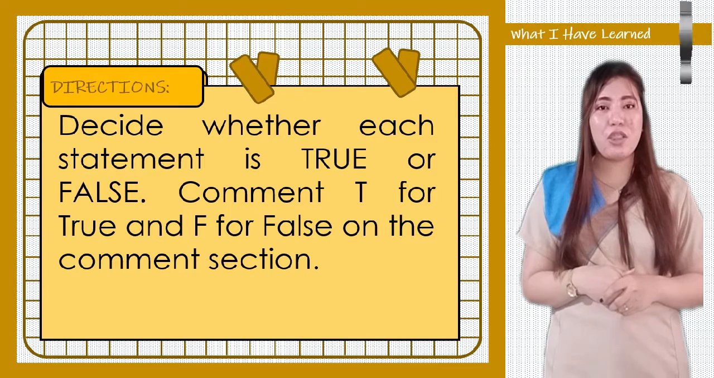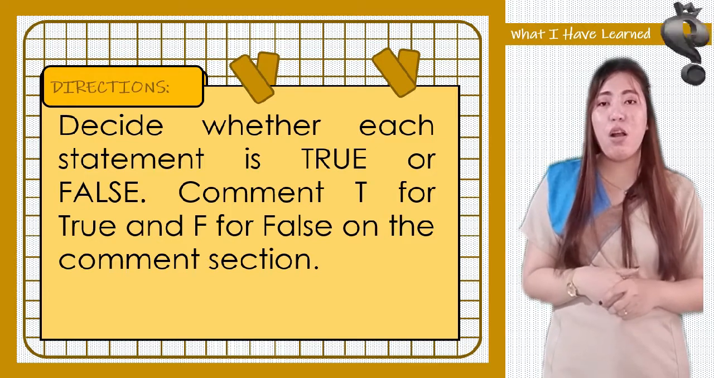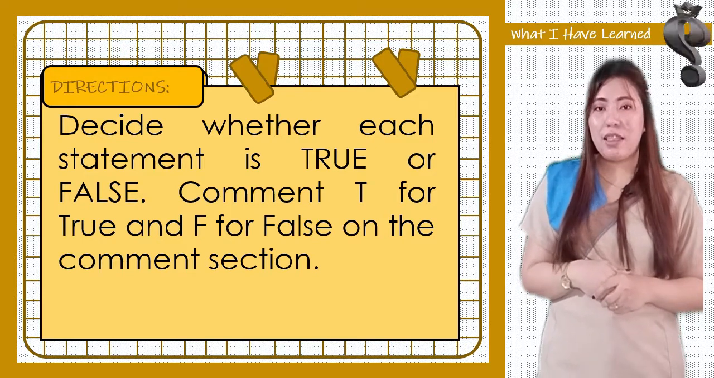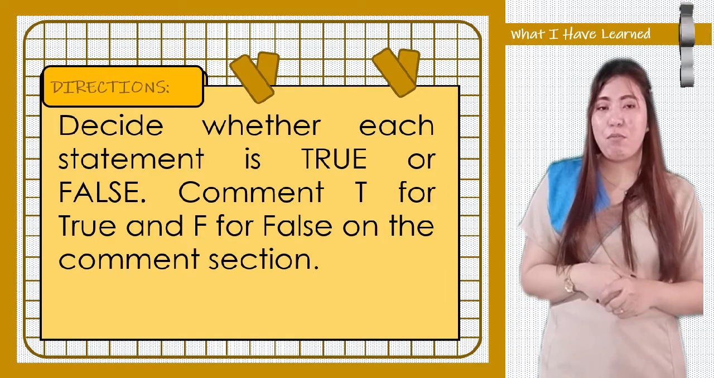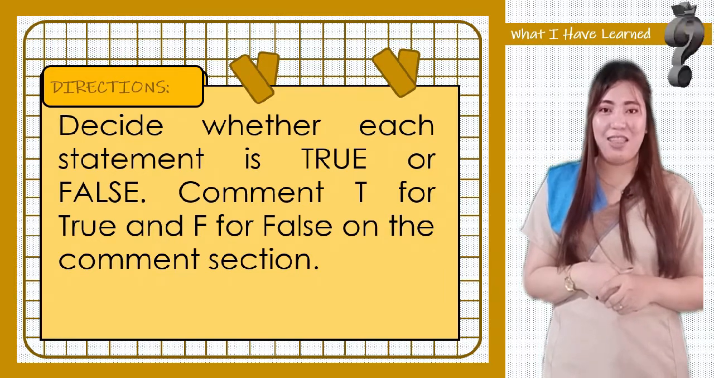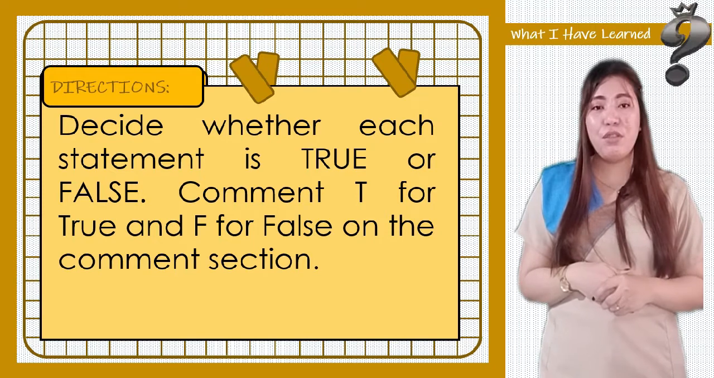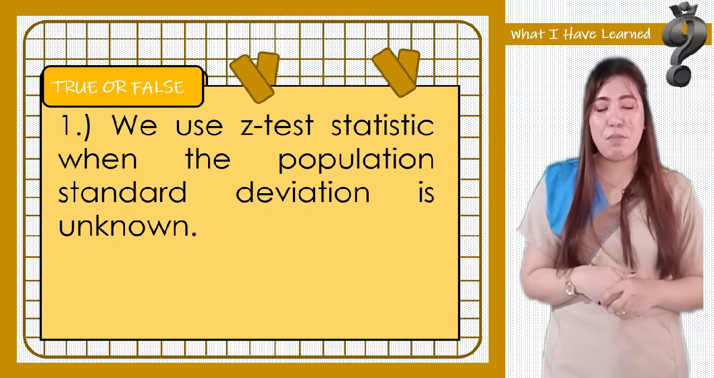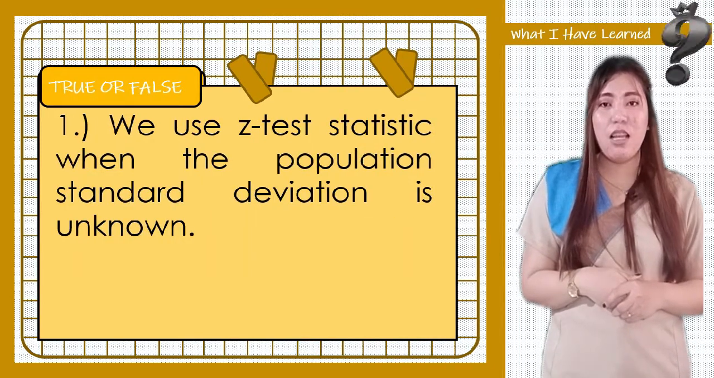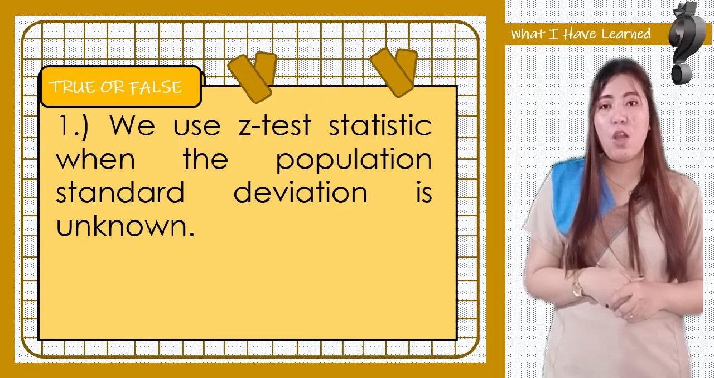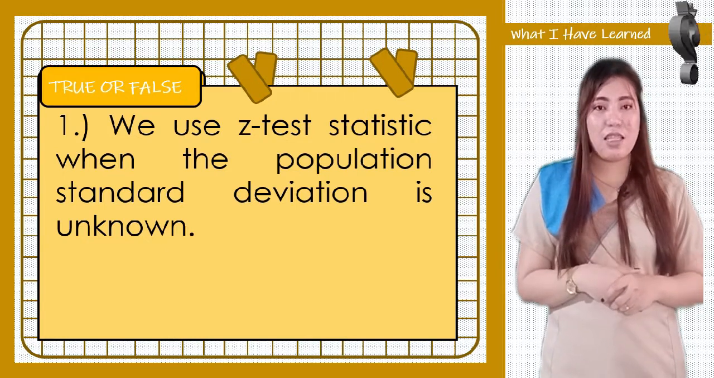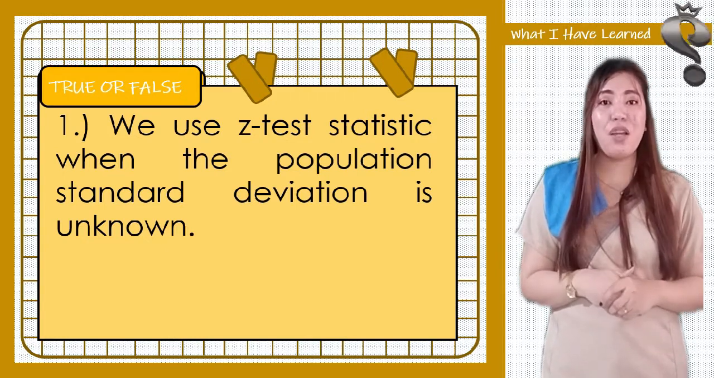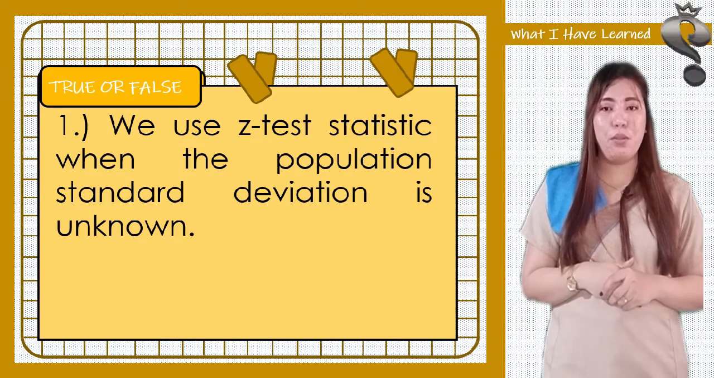Decide whether each statement is true or false. Comment T for true and F for false on the comment section. Every question is good for 5 seconds. Let's begin. Statement number 1. We use z-test statistic when the population standard deviation is unknown.